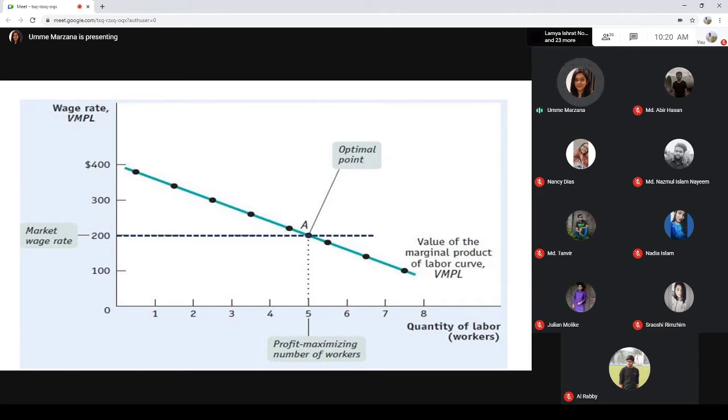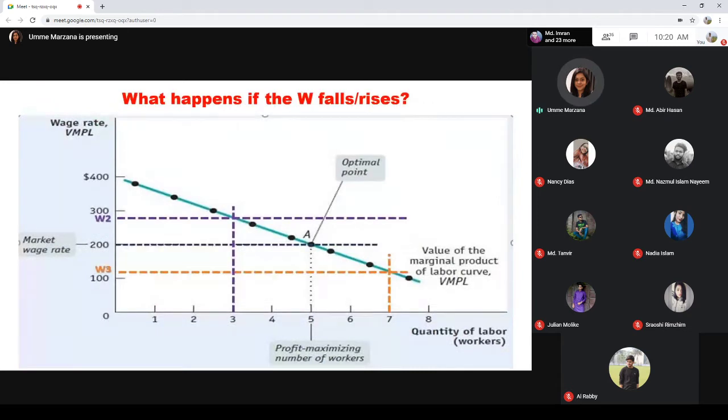As long as VMPL is greater than the wage, the firm will keep hiring workers. If your VMPL is less than the wage, we will not hire that worker. It will cost me money. Then we looked at how changes in wages will result in a movement along the VMPL curve, because the VMPL curve is also the demand for labor curve for an individual firm.